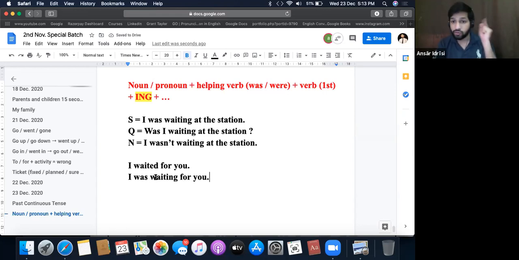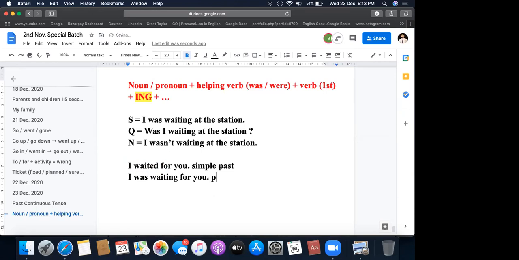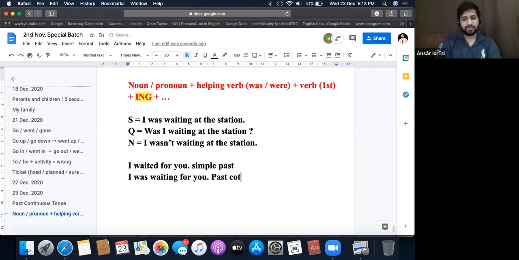So it means this action was going on in the past for some time. Whereas "I waited for you" means the action is over, finished. I waited for you, and when you came I left from there. So "I waited" is simple past tense, and "I was waiting" is past continuous tense.